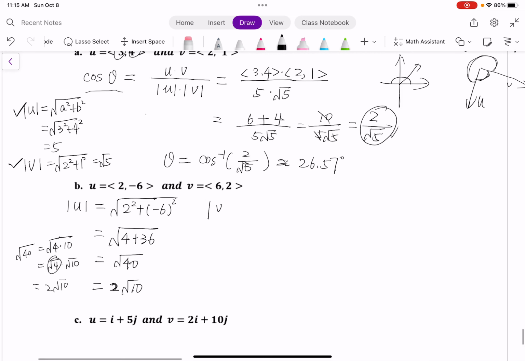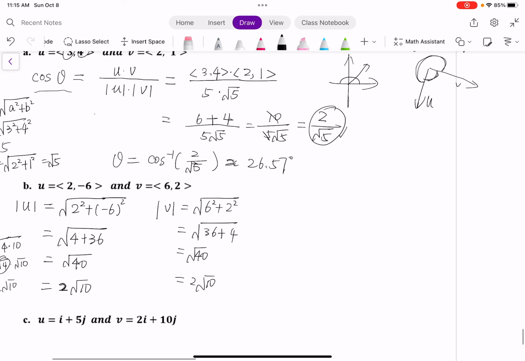How about the magnitude of v? That's square root of 6 squared plus 2 squared. That is 36 plus 4, square root of 40. Oh, they have the same magnitude. This is 2 square root of 10. And then let's find the cosine theta. Cosine theta between the two vectors, 2, -6 dot 6, 2, all divided by the magnitude of u times the magnitude of v, 2 square root of 10 times 2 square root of 10.